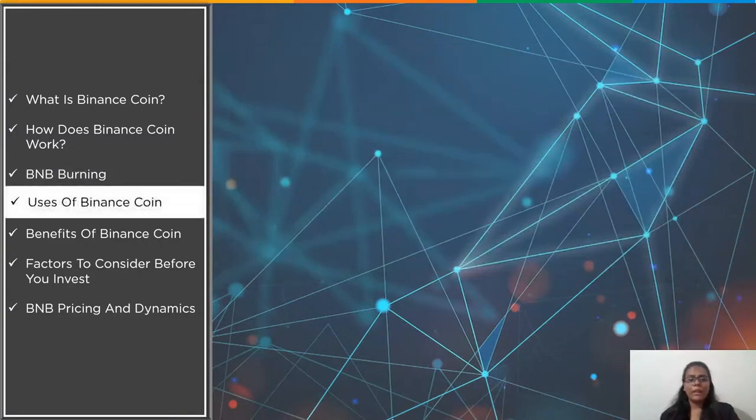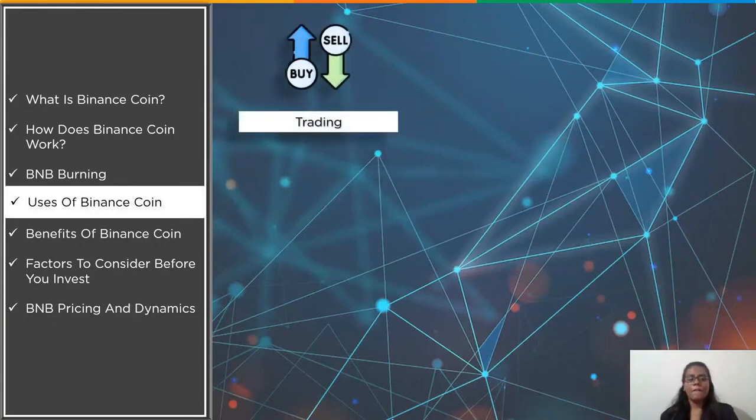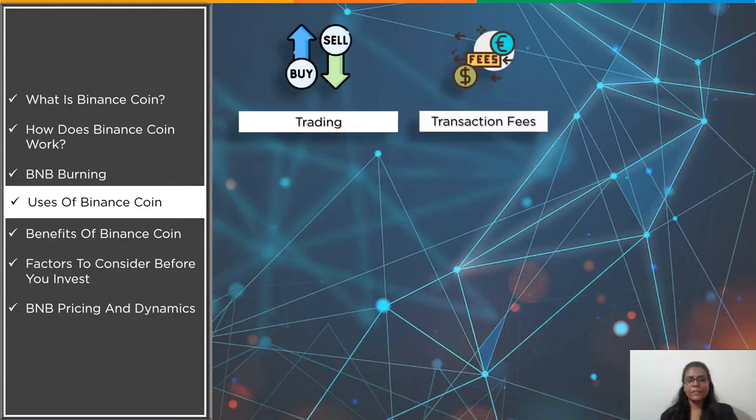The Binance Coin, like other developing cryptocurrencies, has a variety of applications outside of the Binance exchange, including: first is trading. Binance Coin can be exchanged for other cryptocurrencies on a variety of exchanges depending on the exchange's regulations. Next is transaction fees on the Binance exchange. Users can use BNB to pay for transactions on the Binance exchange and earn a hefty discount.